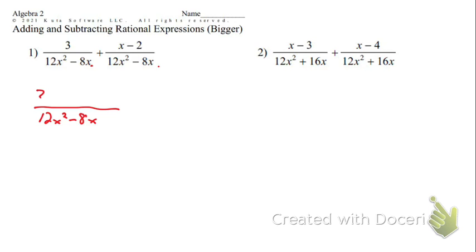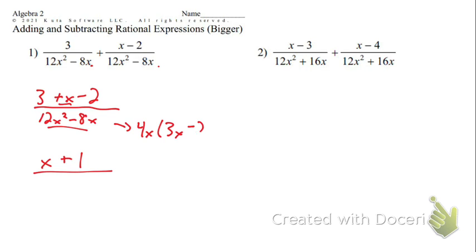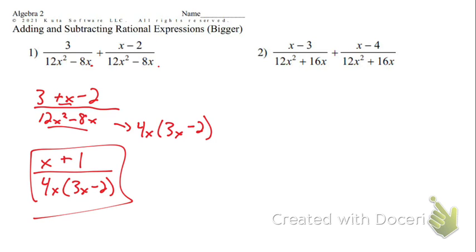Great. Up top, I have 3 plus x minus 2. Now, the x stands alone, so there's x. 3 minus 2 is 1. It's a positive 1. And what I can do is factor this denominator. Maybe we could take something out. Anyway, over here, I'm going to take out a 4x, and I'll be left with 3x minus 2. So that's my new denominator, 4x, 3x minus 2. Does anything go away? No. That's all we got. All right. One down, several to go.